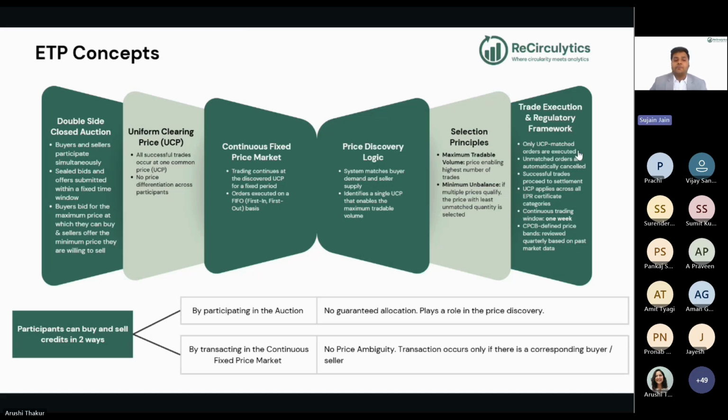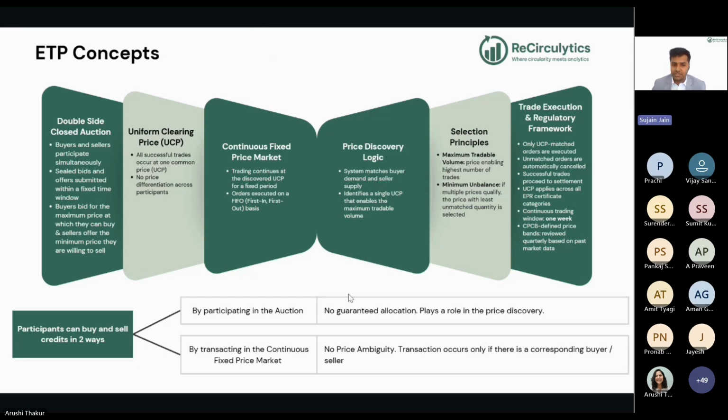Then there is a continuous fixed market period. So once this uniform clearing price is determined, the buyers and the sellers can simultaneously buy and sell at this price for a fixed period of time. In the current guidelines, it is mentioned that this timeline would be a period of 1 week. So in 1 week, let's say the price determined is 10 rupees for this week, then all the buyers and sellers can buy these credits for the particular category at rupees 10 only.